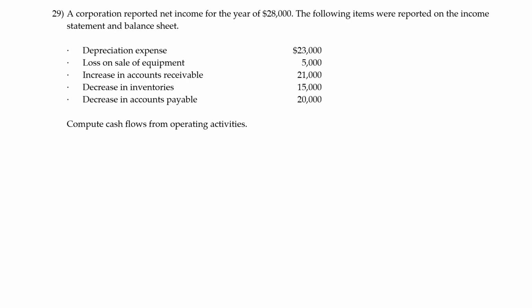Okay, this is a short, fairly straightforward example of calculating cash flows for operating activities. We're going to use the indirect method. So this is the statement of cash flows, indirect method for operating activities. We start with net income.